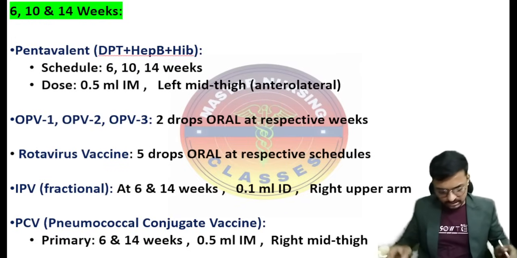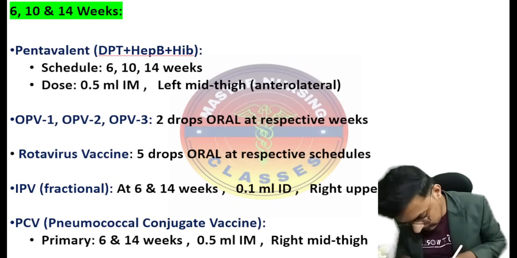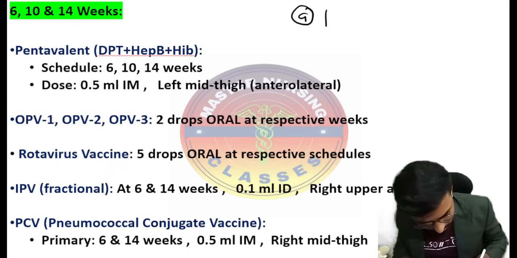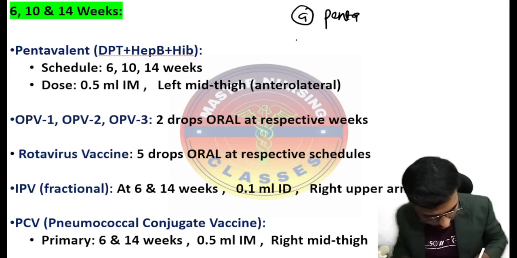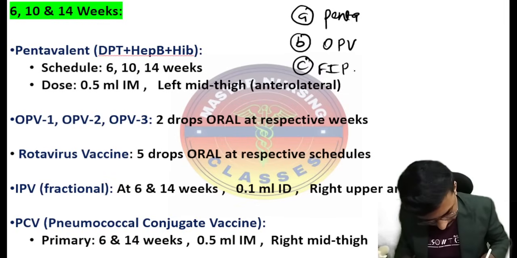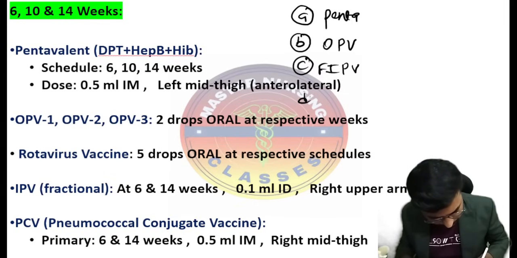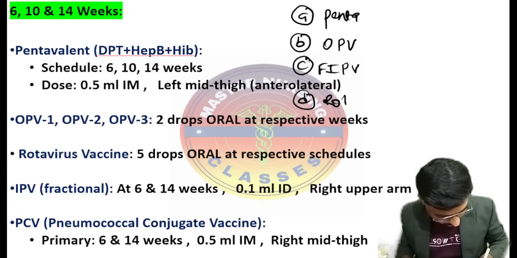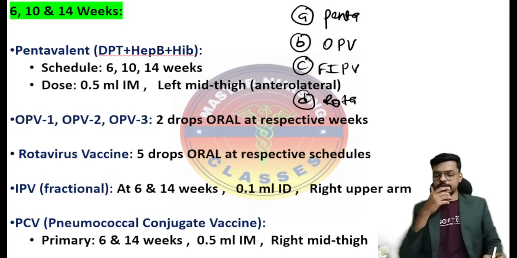Which of the following vaccines can we give at 6, 10 and 14 weeks, except one? Option A is the penta, option B is the oral polio vaccine, option C is the FIPV, that is the fractional IPV, and option D is the rota. Yes, so which one is the correct answer?